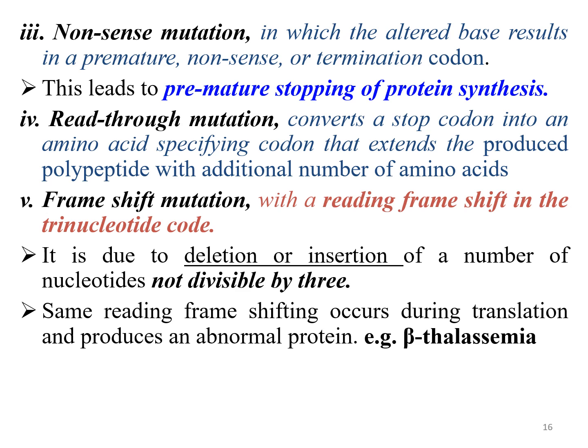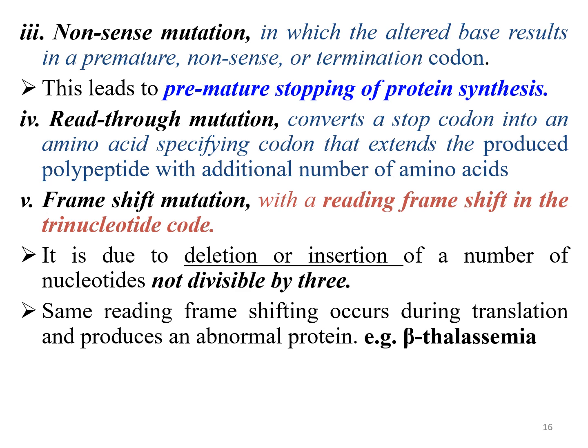There is also read-through mutation, which converts the stop codon into an amino acid specifying codon that extends the produced polypeptide with an additional number of amino acids. And there is frame shift mutation, in which the reading frame shifts in the trinucleotide code. This is due to the deletion or insertion of a number of nucleotides not divisible by 3.